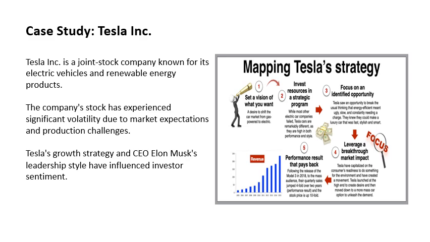Let's get into another famous company, Tesla, which is run by Elon Musk. Tesla is also a joint stock company, known for its electric vehicles and renewable energy products. The company's stock has experienced significant volatility due to market expectations and production challenges. Tesla's growth strategies and CEO Elon Musk's leadership style have influenced investor sentiment.